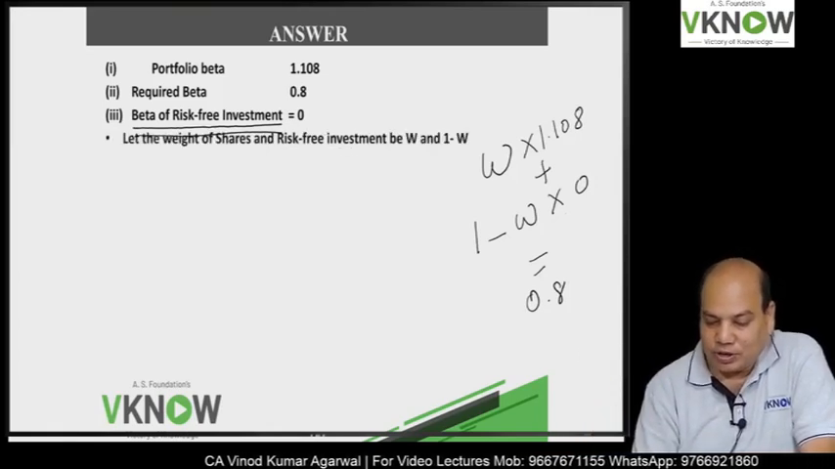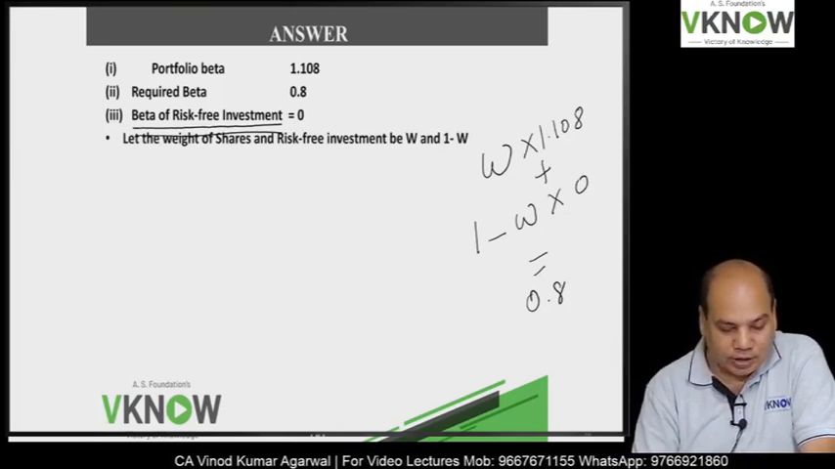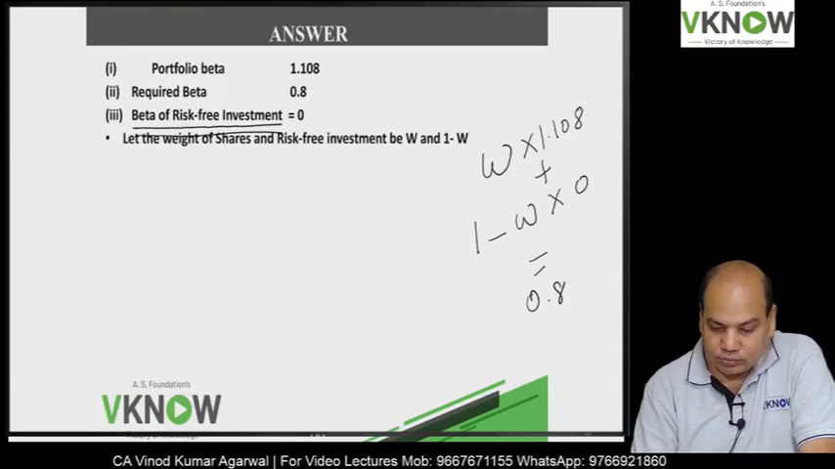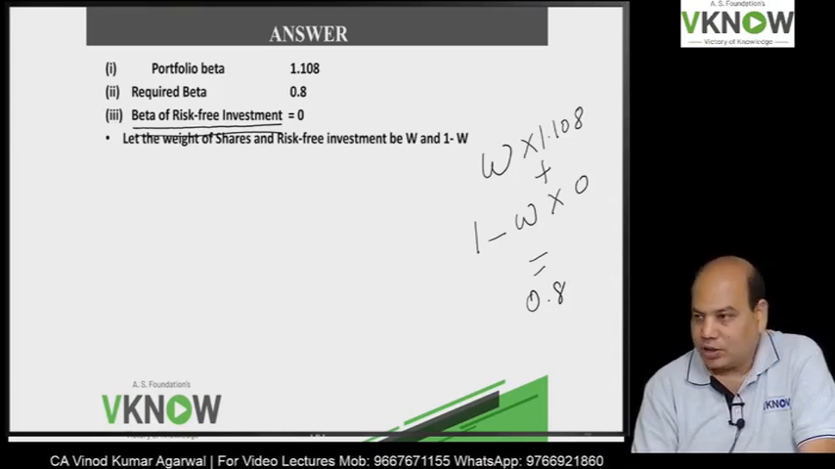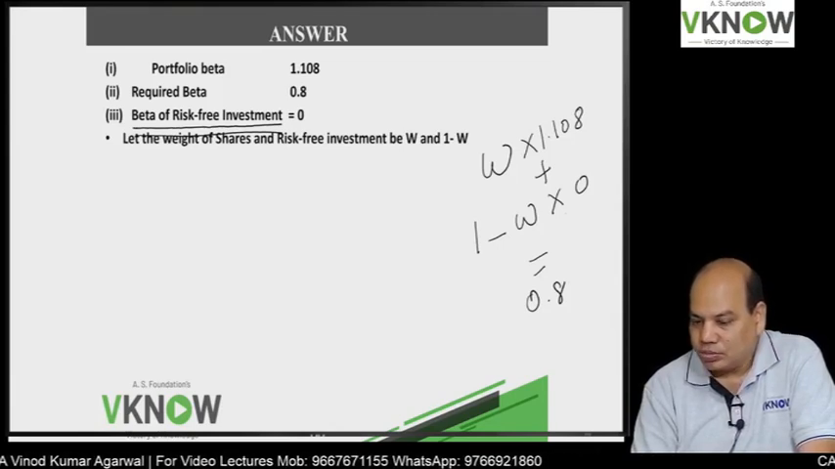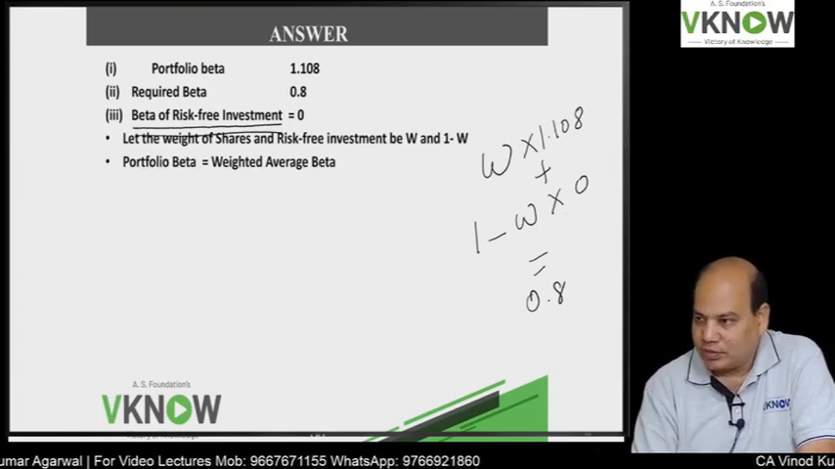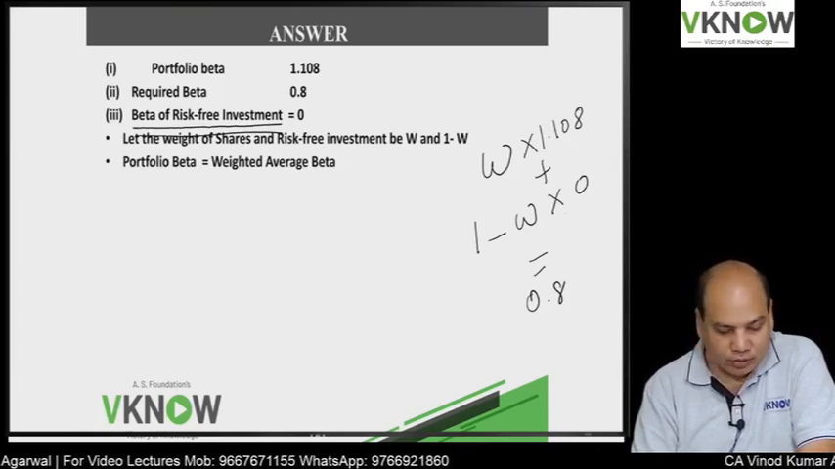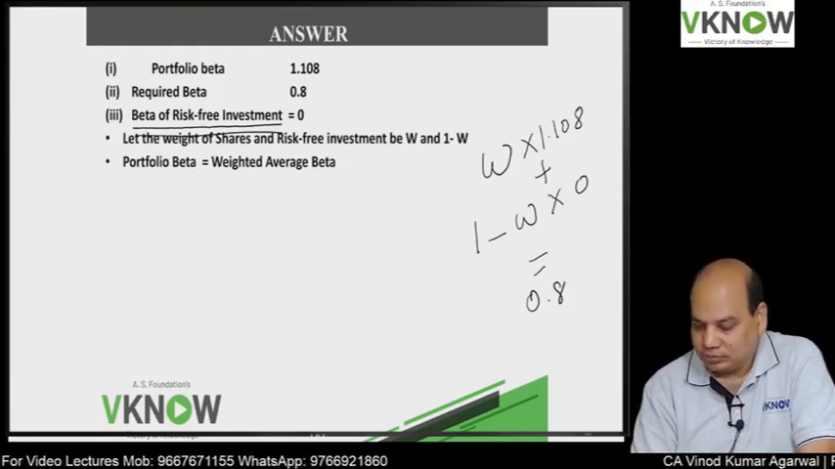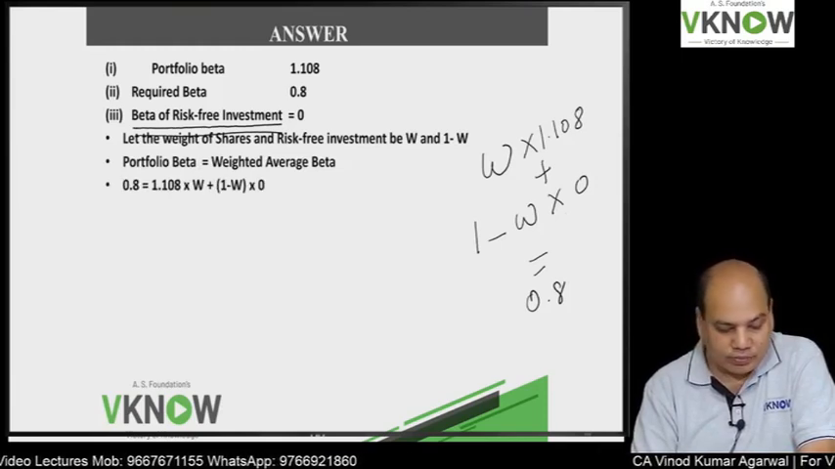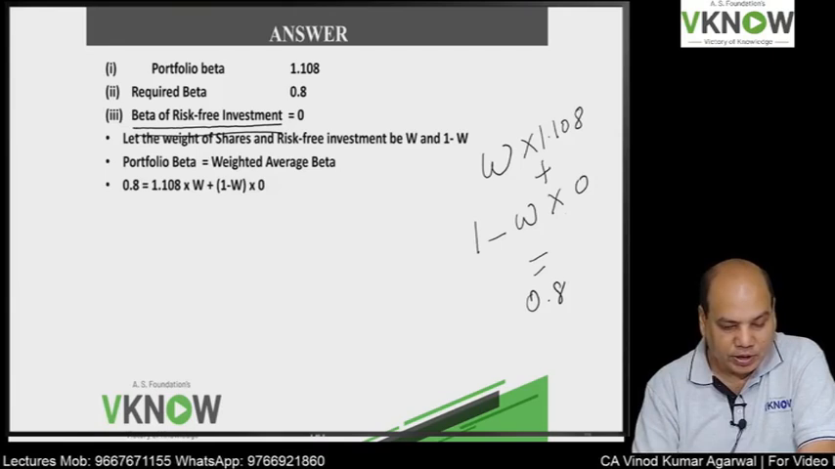Let the weight of shares and risk-free investment be W and 1 minus W respectively. Is it right? Portfolio beta is equal to the weighted average beta.